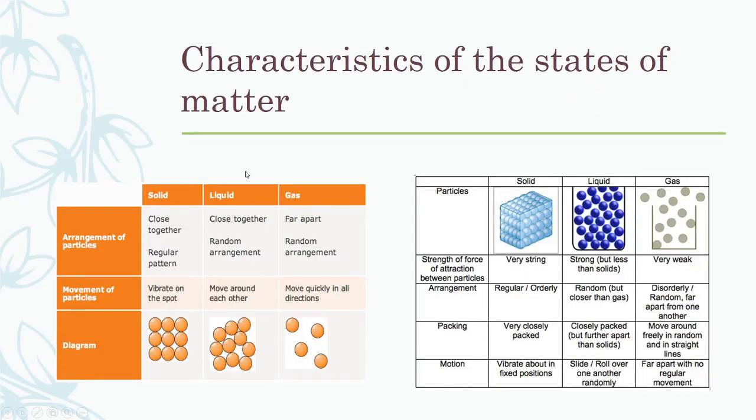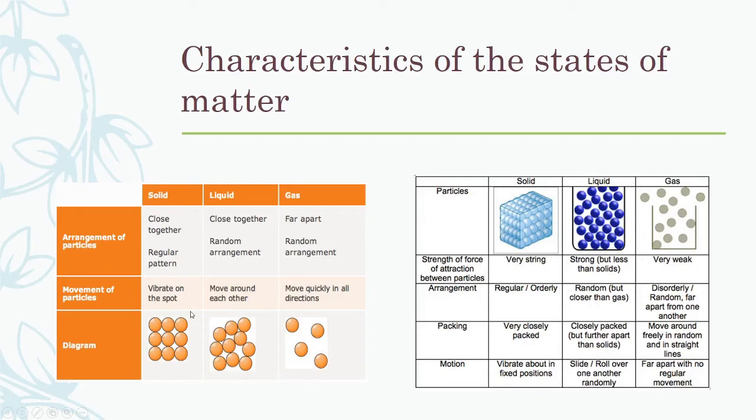Characteristics of the states of matter. This is the most important thing in this chapter. Now in solids, what is the arrangement of particles? They are very close together. They are packed together in a regular pattern, whereas in a liquid they are close together but not as close as in solids, and they are present in a random arrangement, whereas in gases, the atoms are very far apart and they are present in a random arrangement. In solids, they vibrate in their fixed positions.